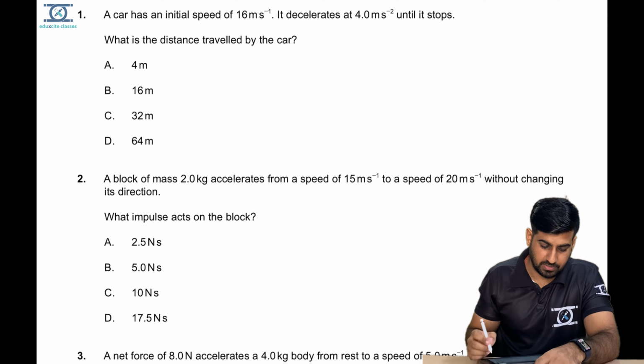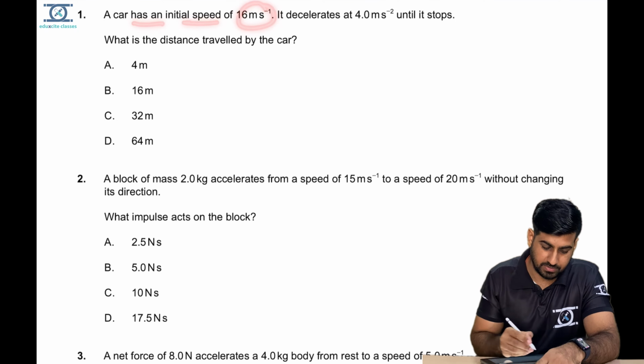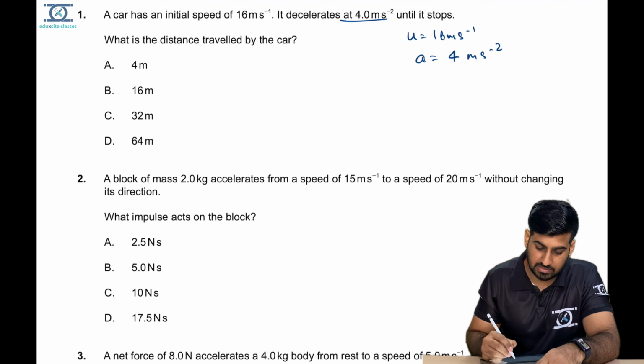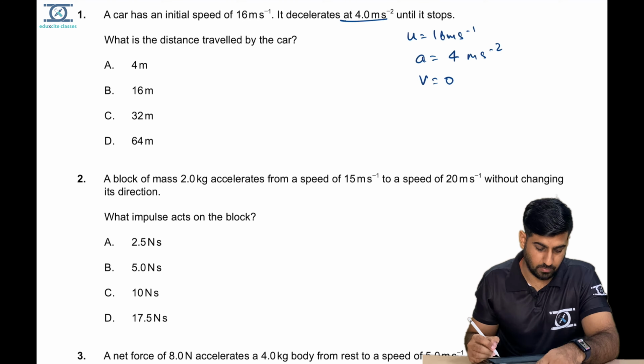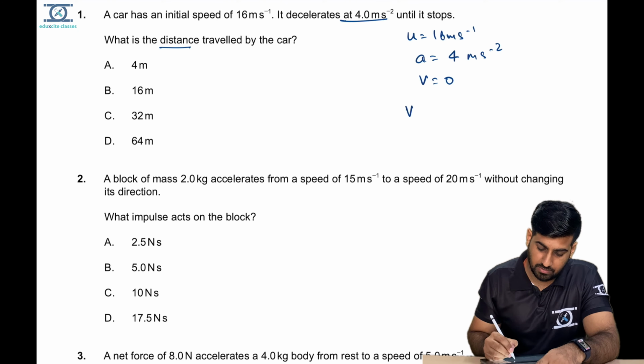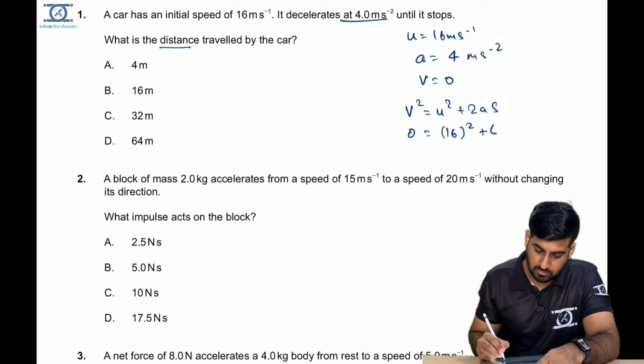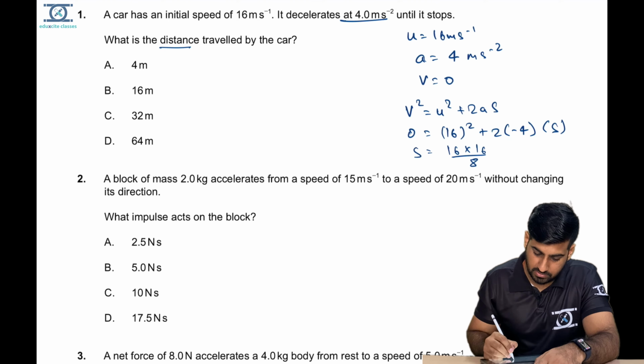With the very first question, a car has an initial speed of 16 meter per second, and a deceleration a is given to us as 4 meter per second square until it stops, meaning the final velocity is 0. Find the distance traveled. We have the SUVAT equation, v square equals u square plus 2as. Putting in the values, 2 times minus 4 because it's a deceleration, and s we have to find out. So this can be written as 16 into 16 divided by 8 is equal to s. So this is equal to 32 meter.